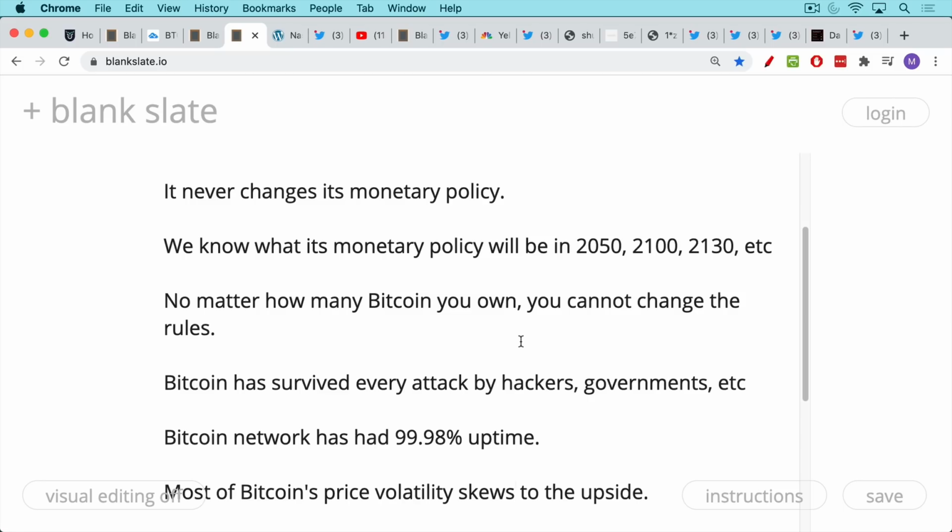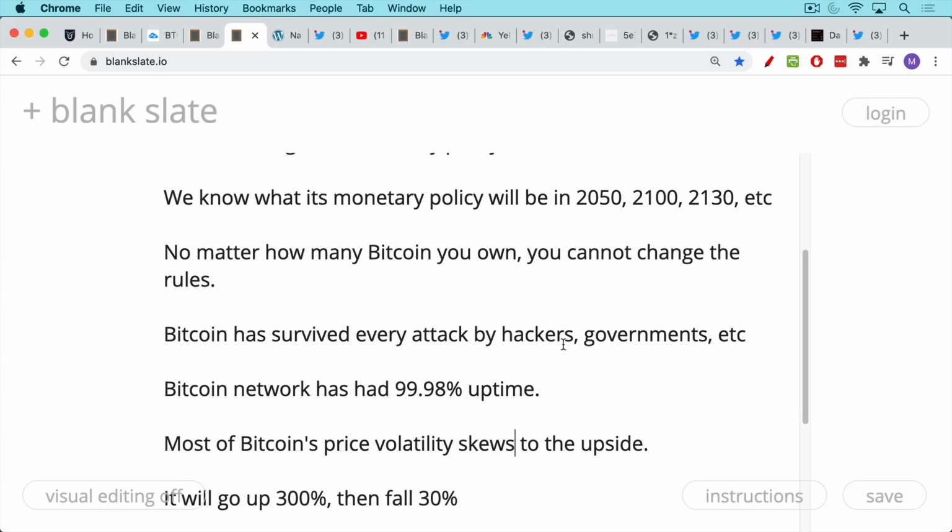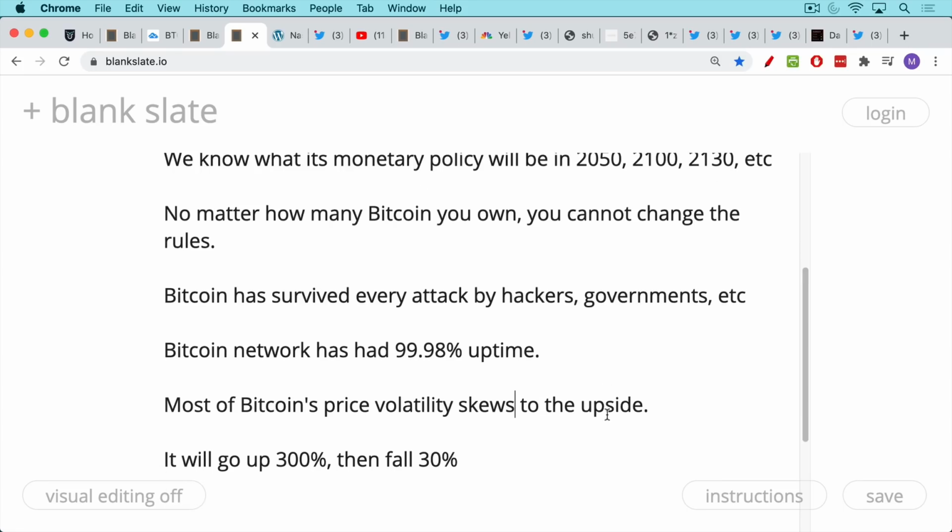So Bitcoin, the protocol has survived every attack by everyone. And in this sense, we can say that Bitcoin has the biggest bug bounty of any project in the world. If you can hack it, you can make yourself a few billion dollars. Obviously, it hasn't happened yet. And the higher the hash rate goes, the stronger the network becomes. As the price goes up, the more of an impenetrable fortress Bitcoin becomes. Bitcoin network has had something like 99.98% uptime, much better than any other network in the world.